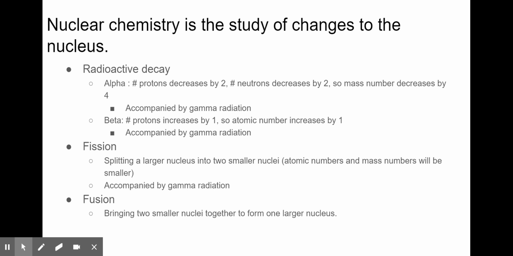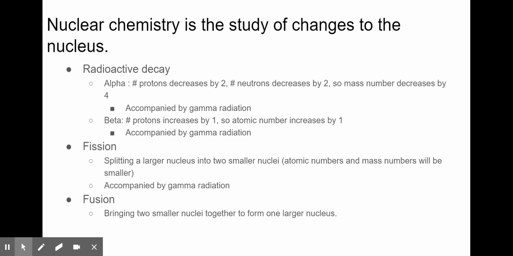The other form of radioactive decay is fission, okay? This is another one where we have gamma radiation being released here. We're splitting something apart. So since we're breaking something apart, we are going to release that energy, okay? The last one is fusion. Fusion is where you bring 2 smaller nuclei together to form one larger nucleus.